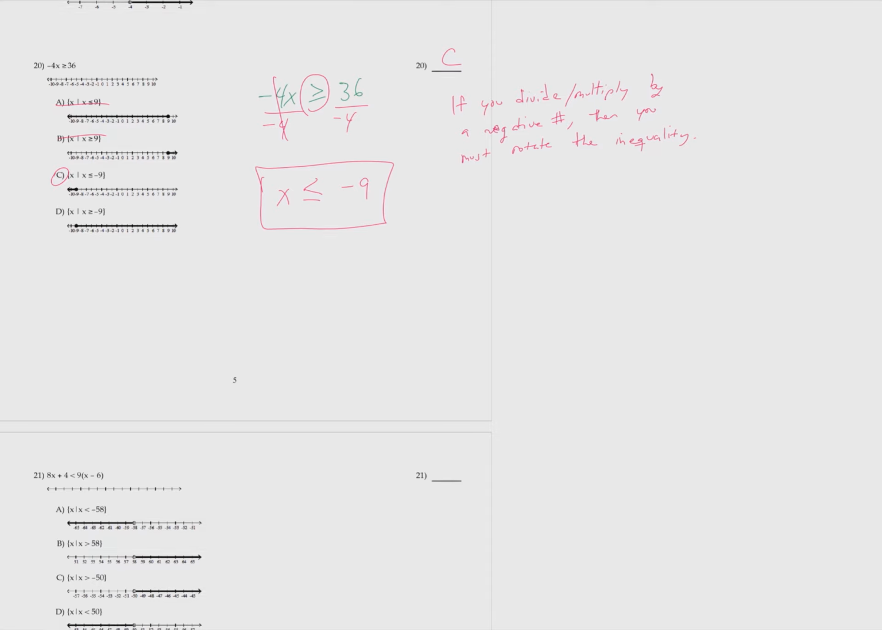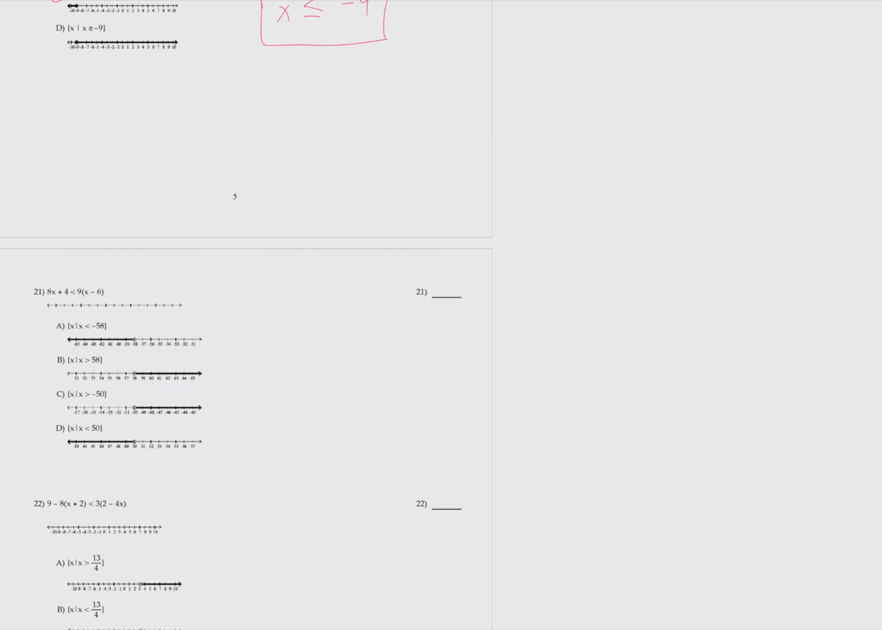Alrighty. We have 2 more to go. So to do number 21, again, I'm going to write the problem here. 8x plus 4 is less than 9 times the quantity x minus 6. We're going to solve for x. Again, solving for x requires us to isolate things, to ungroup things, right? So that 9 needs to go into that parentheses to get rid of the parentheses. So we're not even close to solving yet. So 9 times x is 9x. 9 times negative 6 is negative 54.